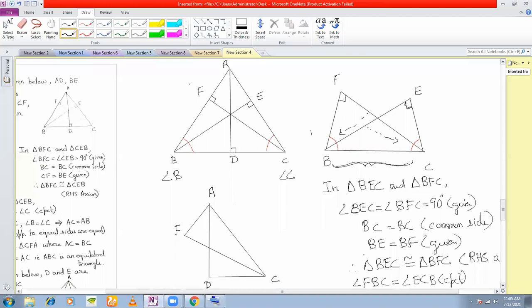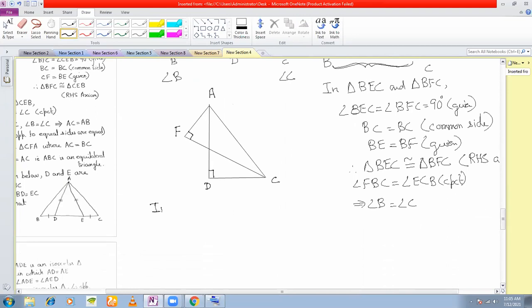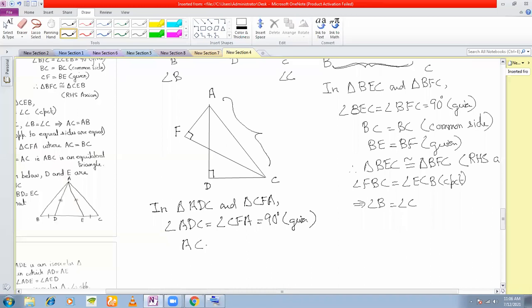We are going to prove that these two triangles are congruent. Okay. So this angle is 90 degree and this angle is 90 degree. So let's see how to prove. So we say in triangle ADC and triangle CFA, angle ADC is equal to angle CFA is equal to 90 degree. This is given to you, right? What else? You see that AC is the common side, right? So AC must be equal to AC, common side.